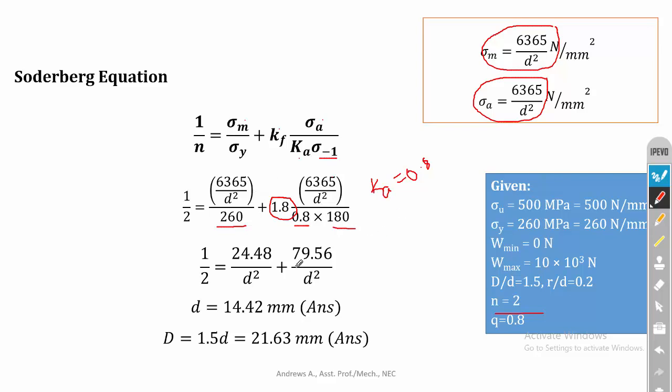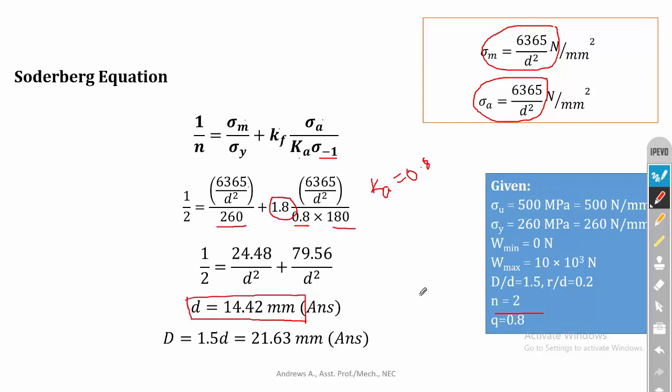So after substituting everything, you can solve the equation. Just divide 260 by this 6365. We will get 24.48, and if you solve this side, then 79.56 divided by d square will be there. So if you solve this equation, finally you will get the small d value as 14.42 mm. Okay, so this is the final solution.